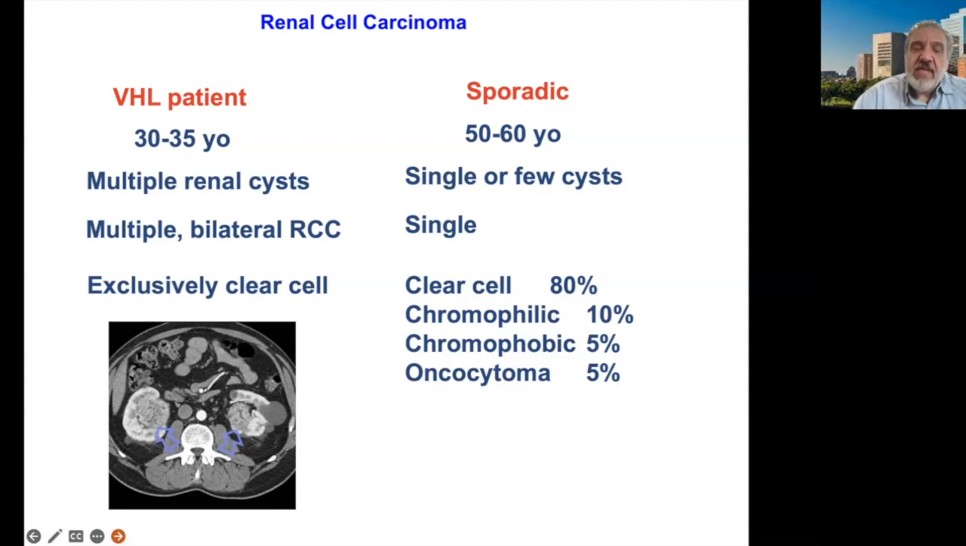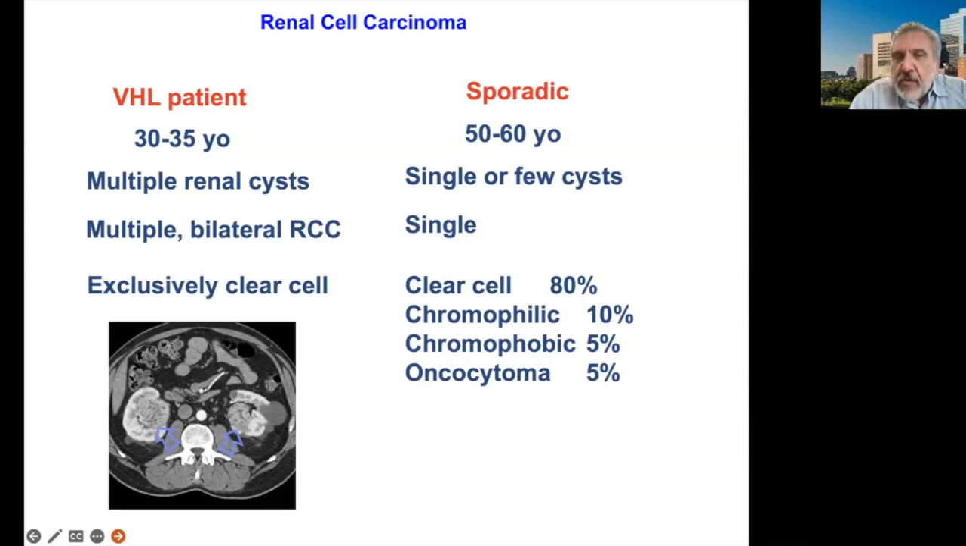So having a cyst is not the first step of having a tumor. The tumor can develop right from the beginning without requiring the cyst to be present. Now, in comparison to the other renal cell carcinomas in non-VHL patients, the renal cell carcinomas in the VHL patients are 99% of a clear cell histology.